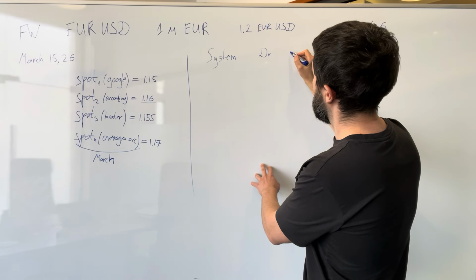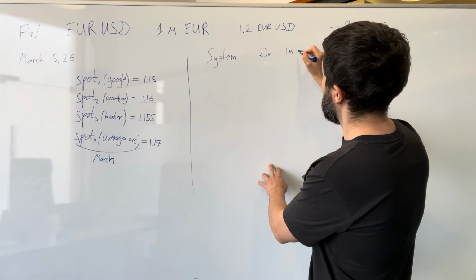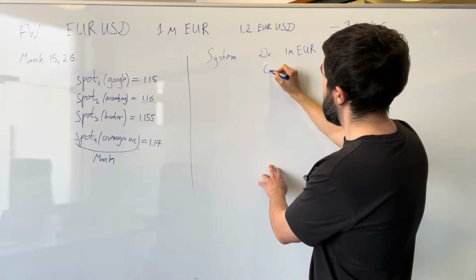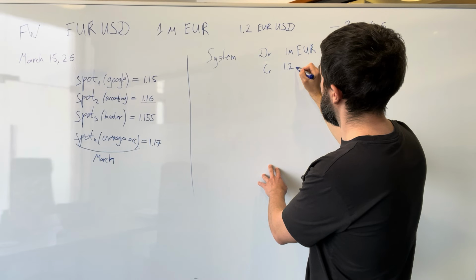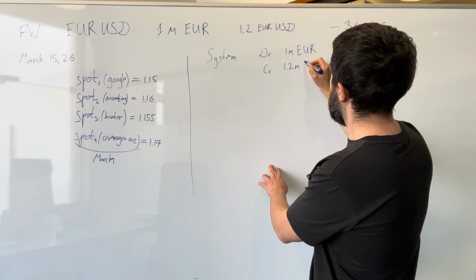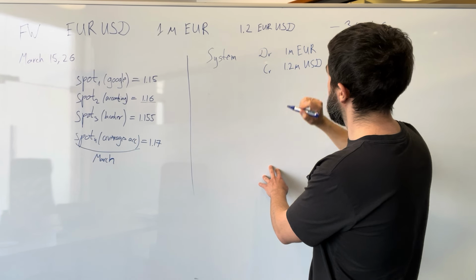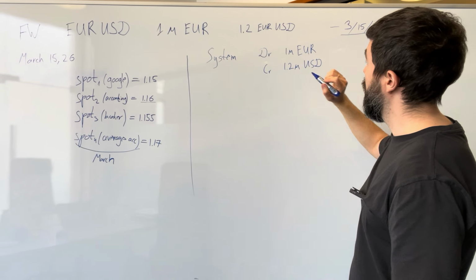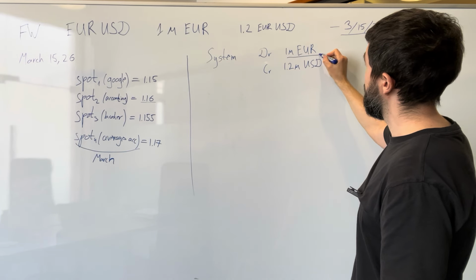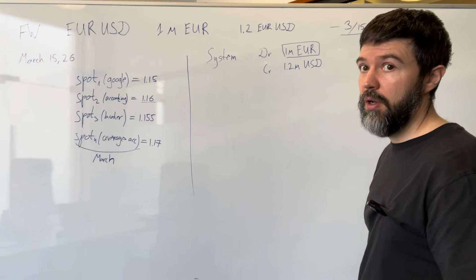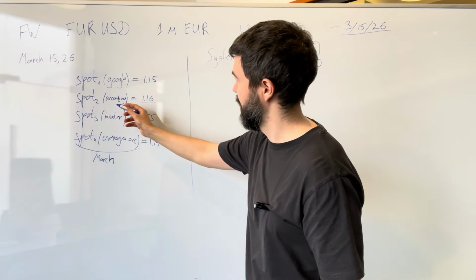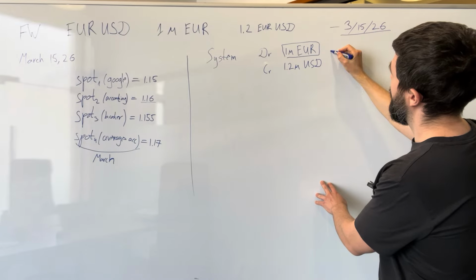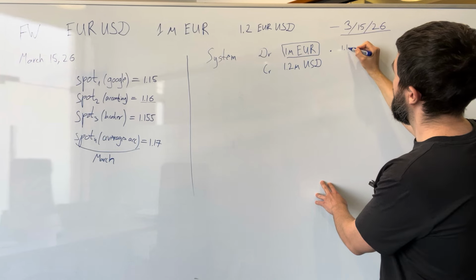So it's debit, 1 million euro, and it's credit, 1.2 million USD. This is done at the middle of the month. What rate is used by the system here? And it's pretty obvious. It's from there. It's 1.16. It converts it at the rate of 1.16.